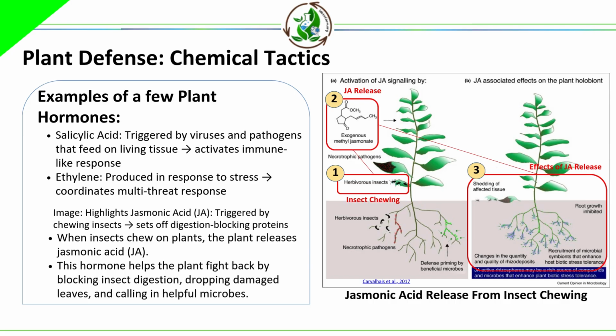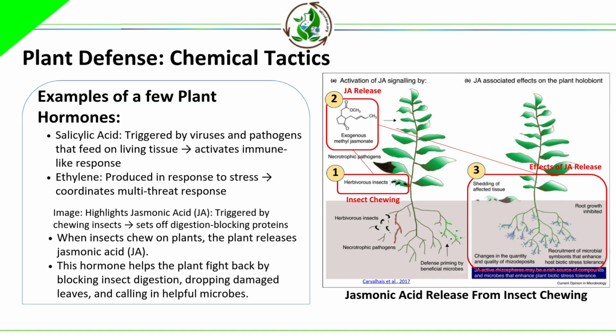Salicylic acid, or SA, plays a different role. It's activated when pathogens like viruses or fungi attack. Think of it as boosting the plant's immune-style defenses, helping cells shore up their walls and slow the spread of infection. Then there's ethylene, a general stress hormone.